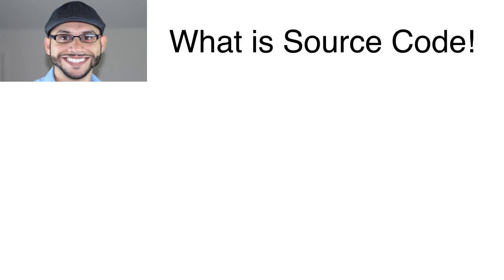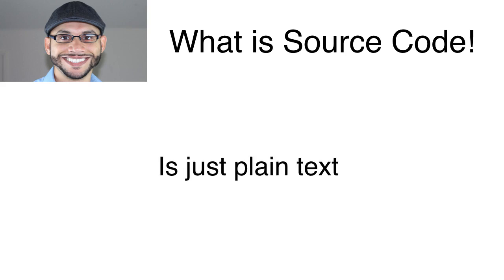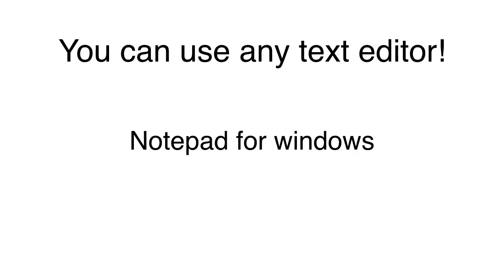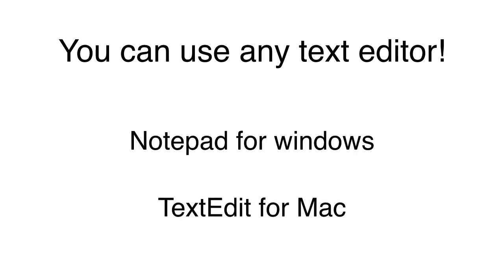So, the question in this lecture is, what is source code? Some of you already know that source code is basically just the code that we use to program, right? But source code is just plain text. You don't need anything else but text to write a program. That means you can use any text editor you want, Notepad for Windows or even TextEdit for Macintosh.